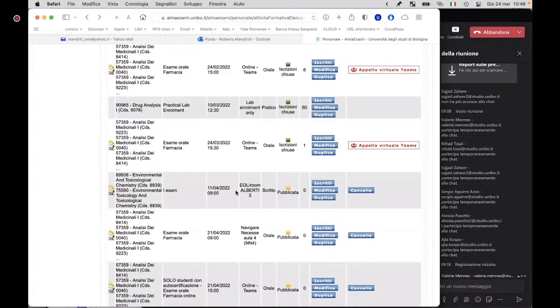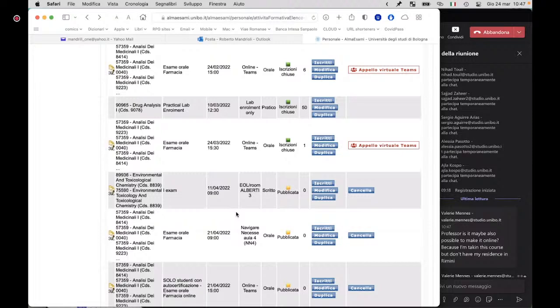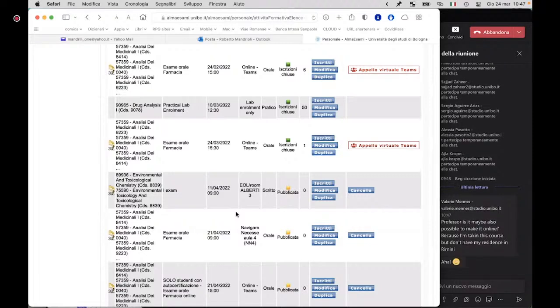So the exam is a written exam. Of course, almost certainly, you will have the chance to sit the exam online. As I was saying, it's almost certain that the university will allow you to sit the exam also online, according to the general rules that are published on the website.